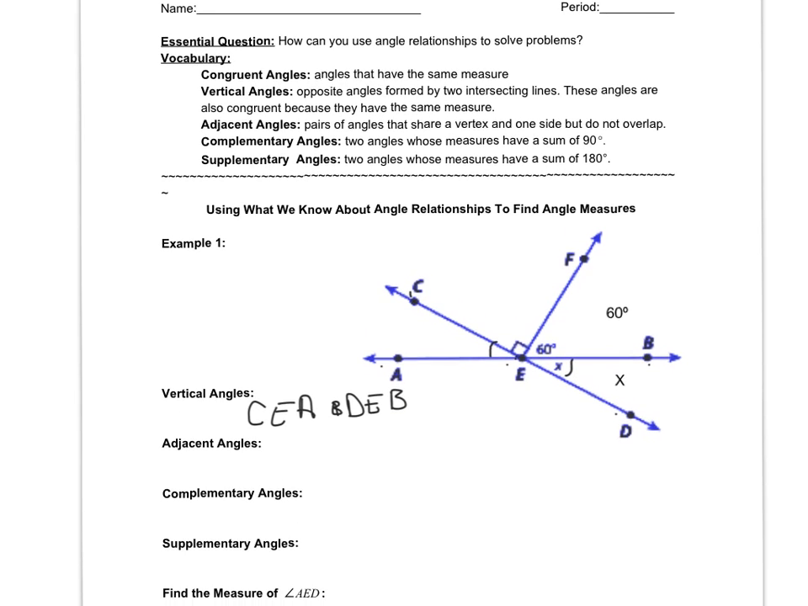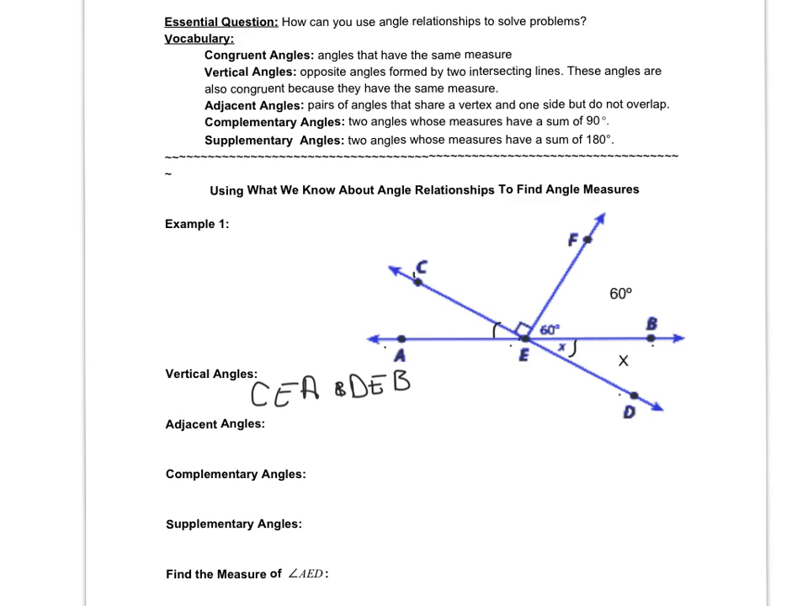Now we have adjacent angles, and adjacent angles happen when we have two angles that share a vertex, so that center point, and they also share a side. So these two angles right here, AEC and CEF, share a side. They share the side CE. So these two angles are adjacent. I'm going to list them as CEA and CEF.